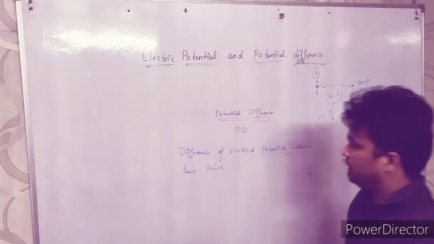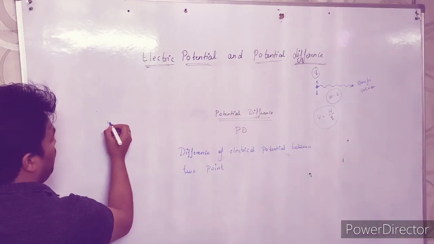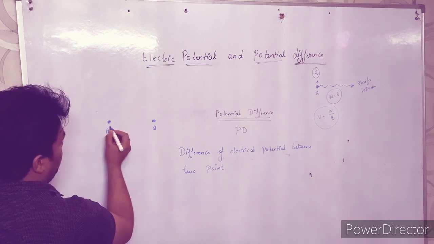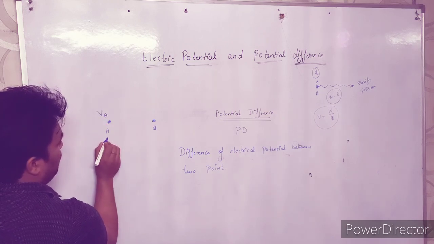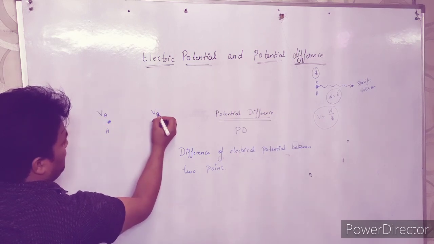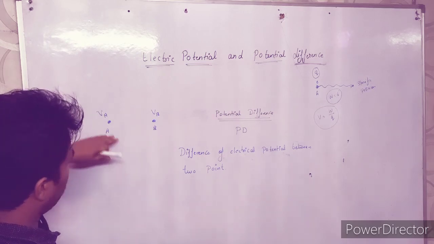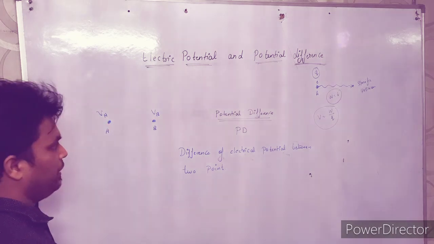So now the potential difference. For example, we have a point A and another point B. We have two points, A and B. A has a potential VA. VA represents the potential of point A and VB represents the potential of point B. So what is the difference? The difference between the potential of A and the potential of B is the potential difference.